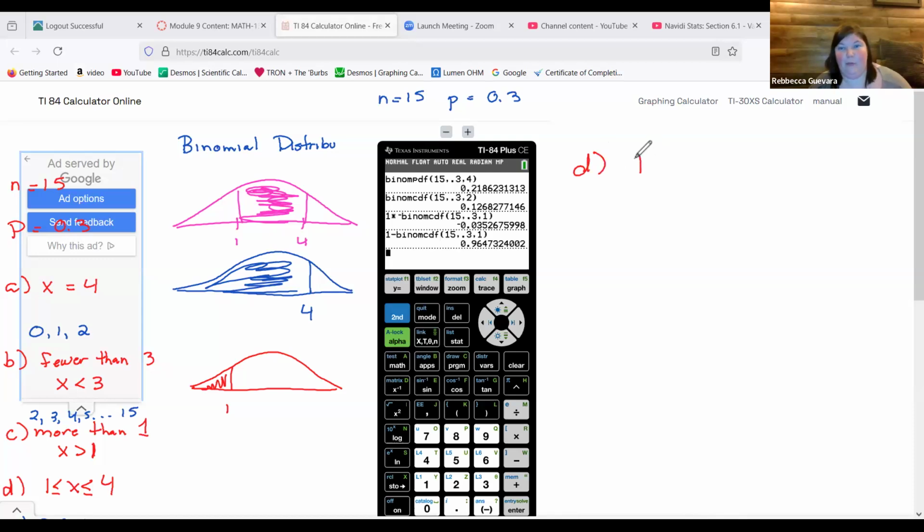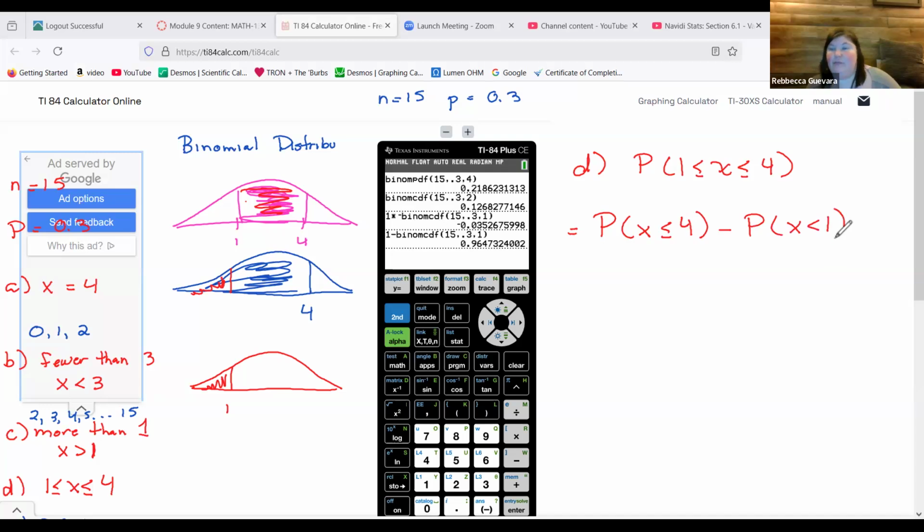So for D, probability of this here. What we're going to do is find this probability, then find this probability and remove it. That's going to give me this area right in here, between 1 and 4. So I need the probability that X is less than or equal to 4, and what I want to remove is the probability that X is less than 1. I don't want to include that one, remember? I need to figure out less than 1 strictly because I still need that 1 included.